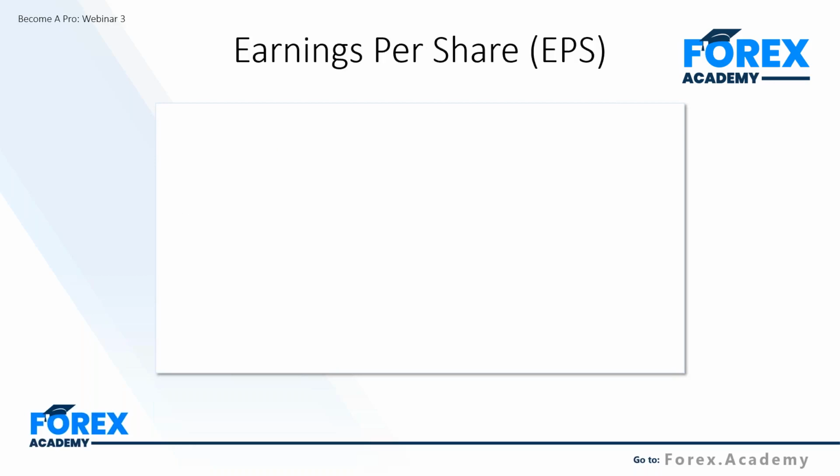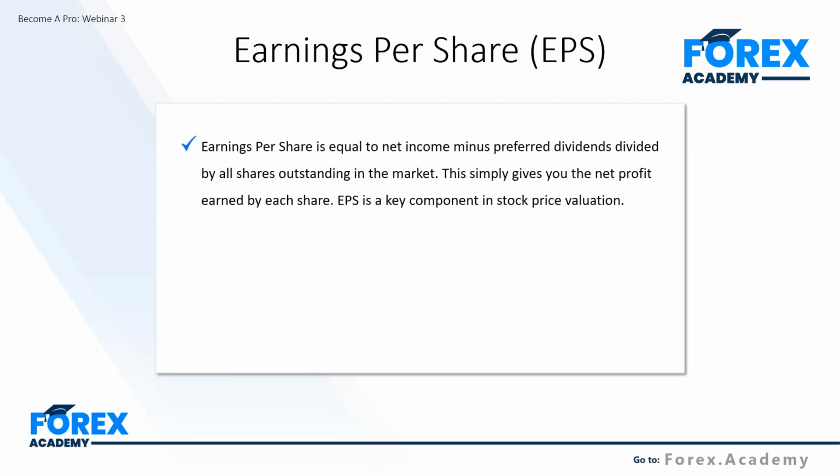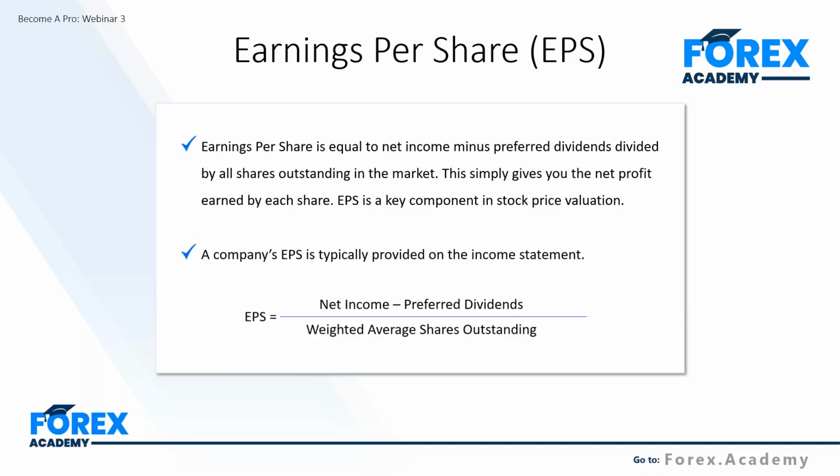So again, earnings per share is equal to the net income minus preferred dividends, divided by all shares outstanding in the market. So it simply gives you the net profit earned by each share. EPS is a key component of stock price valuation. A company's earnings per share is typically provided on the income statement. And there we have the EPS: net income minus preferred dividends, divided by the weighted average shares outstanding.